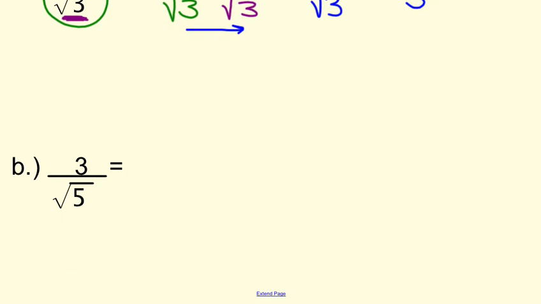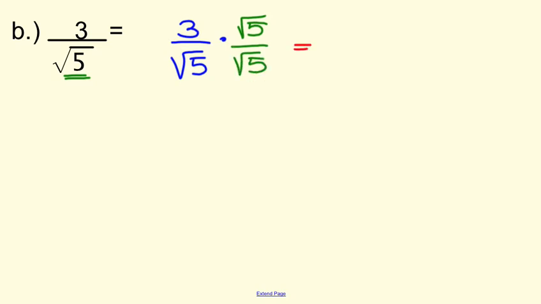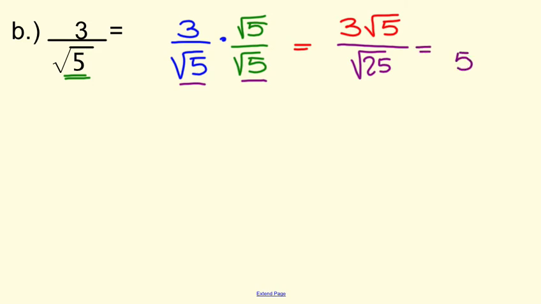Let's do one more of these examples. Part B. So the first thing we do is I'm going to rewrite the problem. 3 over the square root of 5. It's a single denominator radical. So I'm going to multiply by the special one, square root of 5. So you do that to both the numerator and the denominator. Now we multiply across. So the numerator, 3 times the square root of 5 is 3 square roots of 5. And then square root of 5 times square root of 5 is the square root of 25. And then the square root of 25 is 5. And then you have that 3 square roots of 5 up on top.